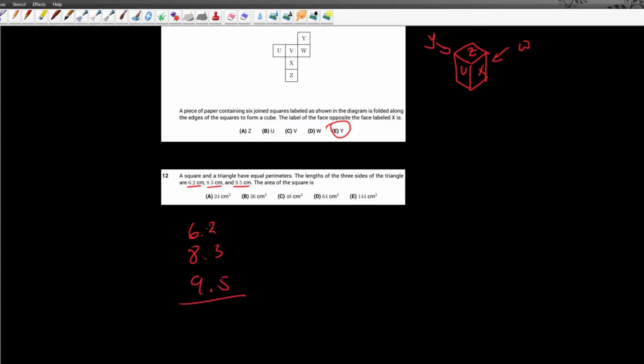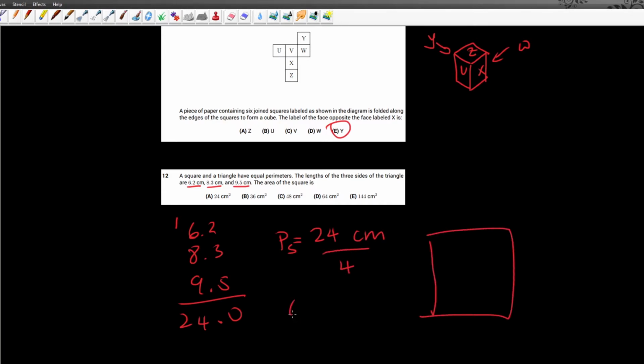So we get this equal to 24. So the perimeter of the square will be equal to 24. So P of square is equal to 24 centimeters. So the square has 4 equal sides, so 24 divided by 4 is equal to 6 centimeters. So 6 centimeters each side. And then the area of the square is just 6 times 6, which is 36 centimeters squared.